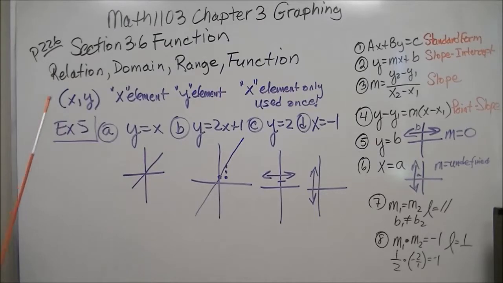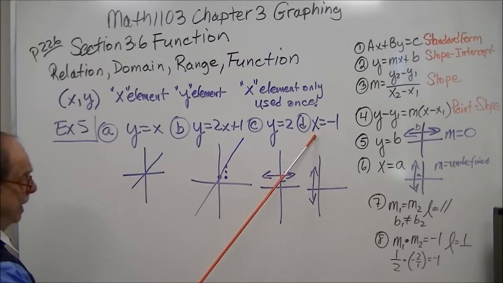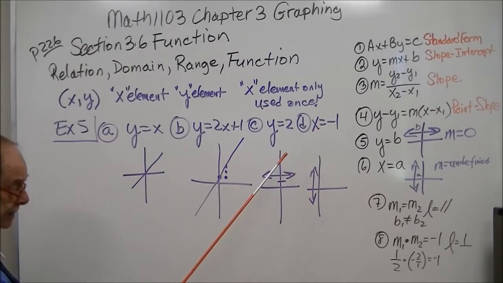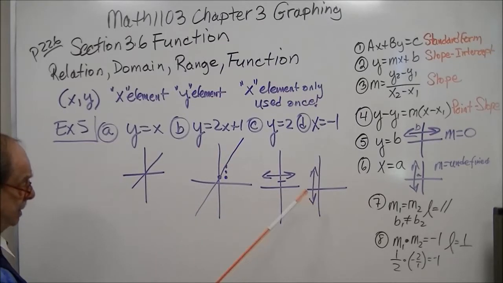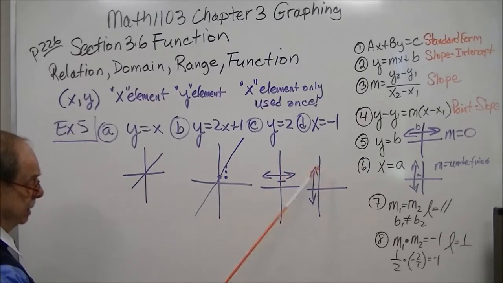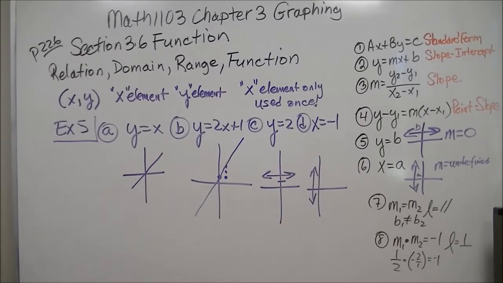In example 5, they're giving us these 4 equations, and they're saying, do these equations represent a function? Well, here is y equals x, which is this graph. So we did that one. That would be yes. Y equals 2x plus 1, you might recall, is slope-intercept, and that's a function. Y equals 2, that's a function. Now x equals -1, we had said it does not pass the vertical line test. So we have 3 yes and 1 no.